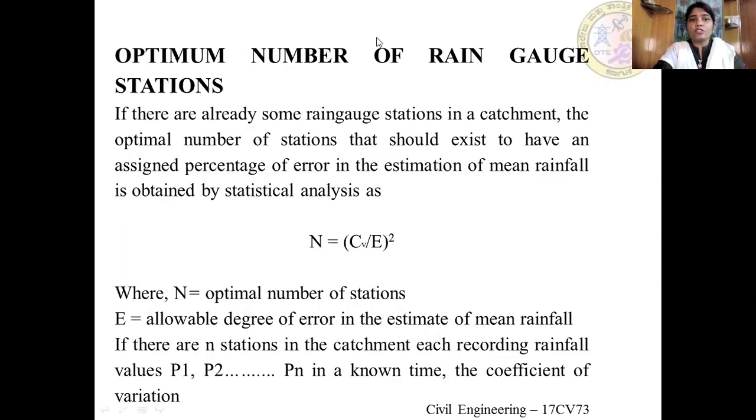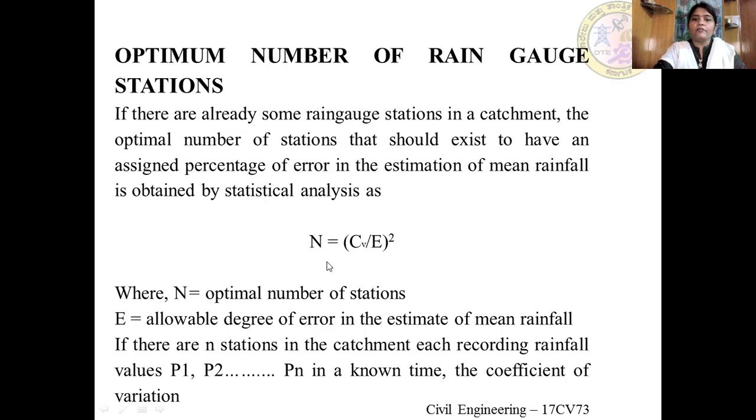Moving on to the next topic, the optimum number of rain gauge stations. If there are already some rain gauge stations in a catchment, the optimal number of rain gauge stations that should exist to have an assigned percentage of error in the estimation of mean rainfall is obtained by statistical analysis. This statistical analysis will tell us the minimum number of rain gauges that have to be installed. That minimal number of stations which should exist so that the percentage of error in the estimation of the mean rainfall is minimum is known as the optimum number of rain gauge stations.